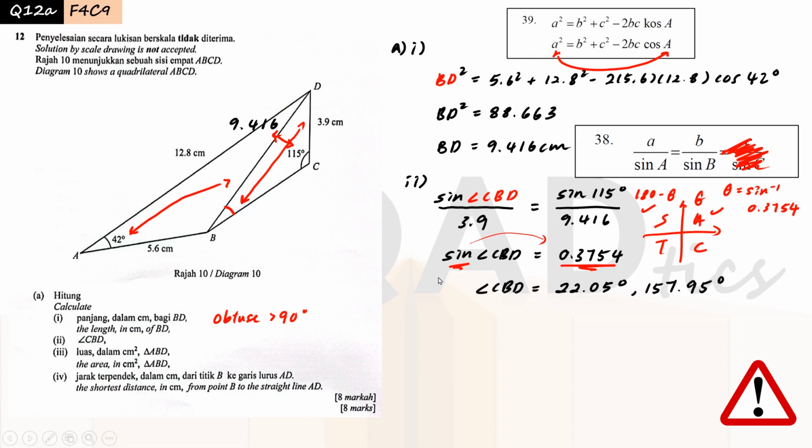But here, if we look at the diagram, you can see that one of the angles is already obtuse. So there's no way in a triangle there will be two obtuse angles. Otherwise the angle of the whole triangle here is more than 180, which doesn't make sense. So we are gonna reject this value and our answer will be 22.05. Alright? And for part 3, we are going to find the area of this triangle.